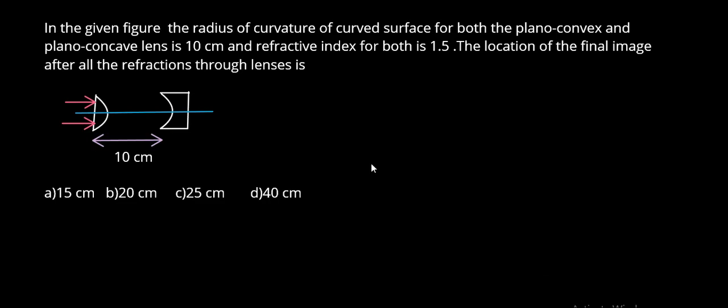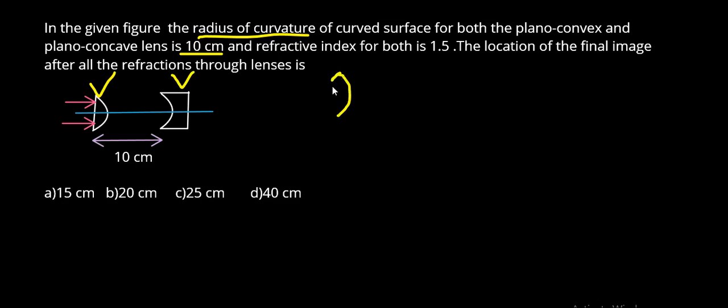Let's take the next question. In the given figure, the radius of curvature of the curved surface, for both the plano-convex and plano-concave lens, is 10 centimeter. So plano-convex, plano-concave. This is plano-convex. This is plano-concave. So it is easy to understand.